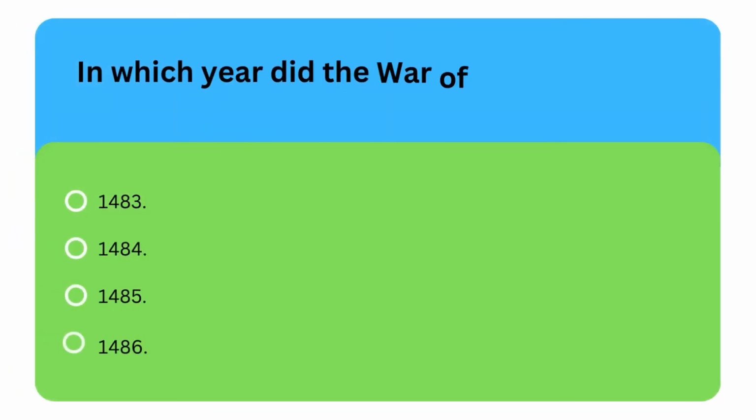Next question is in which year did the War of the Roses end? Options are 1483, 1484, 1485, or 1486. So the correct option is third option, it ended in 1485.